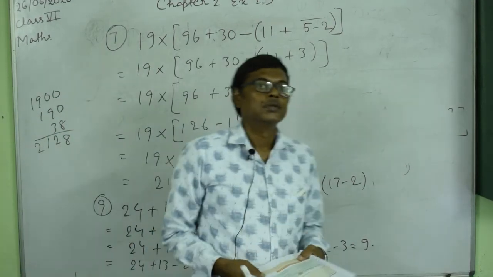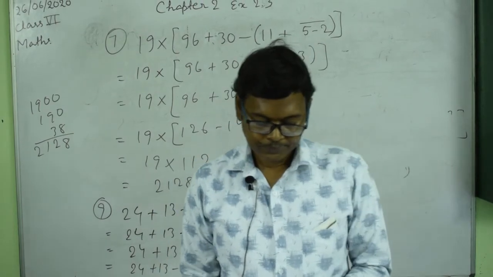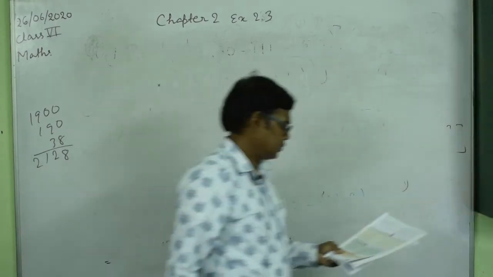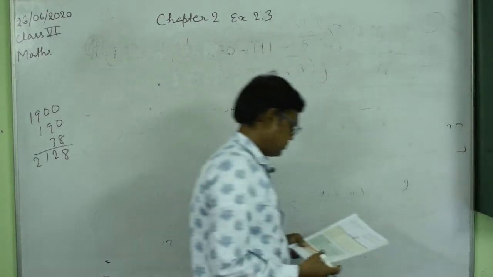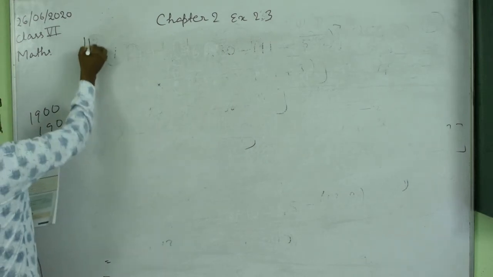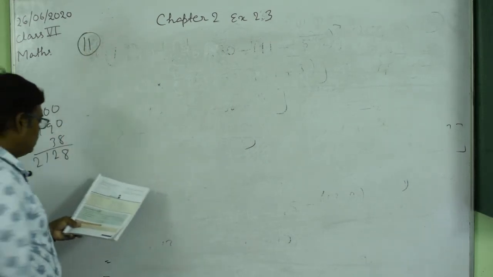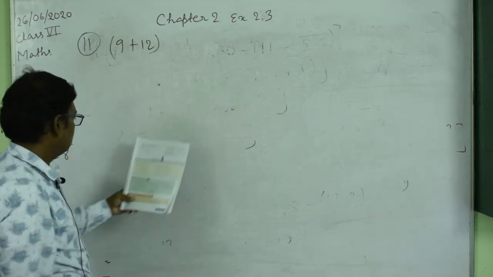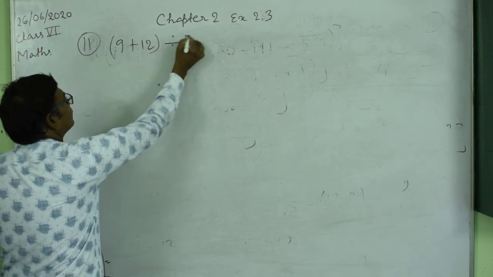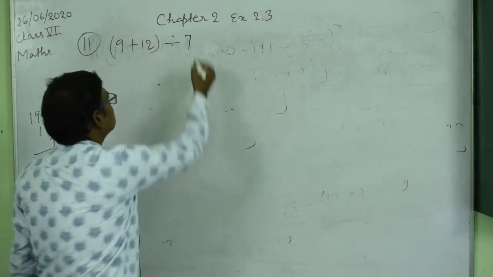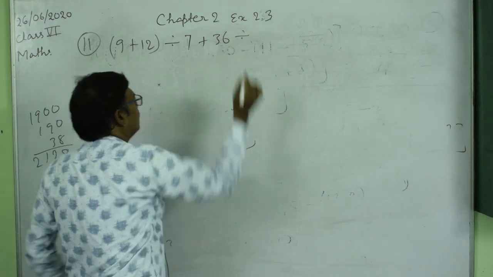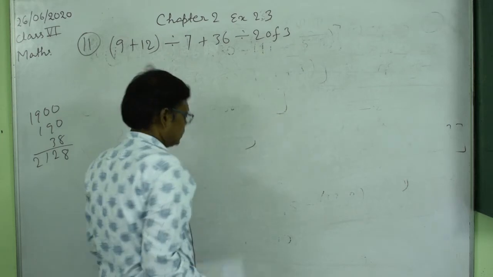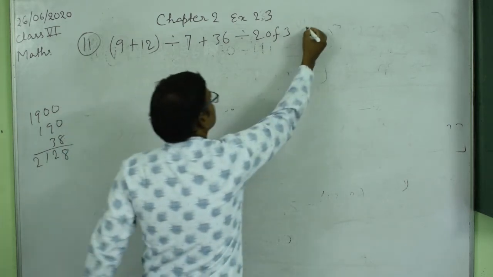So next is question number 11 and 12. Okay, 11 and 12 I will do. 11, it is 9 plus 12 bracket, then you have division, then 7 plus 36, then divided by here 2 of 3. This is the question here.